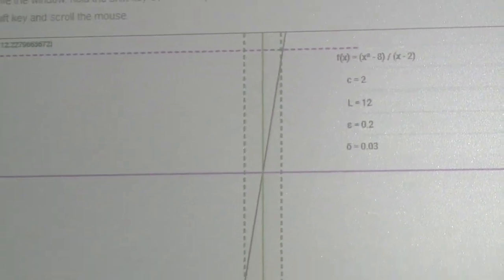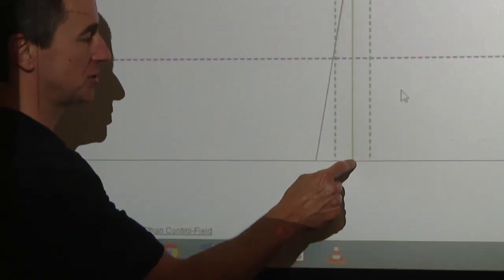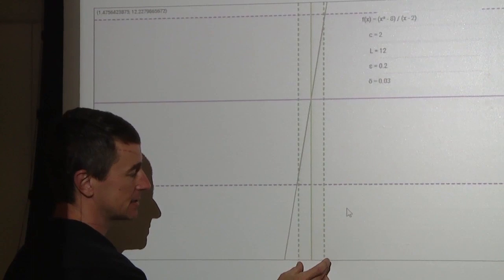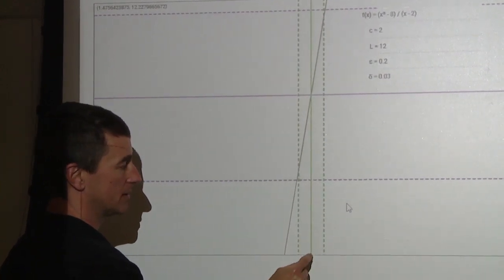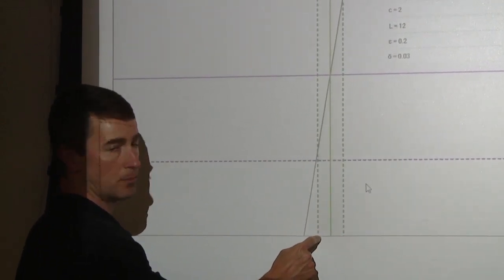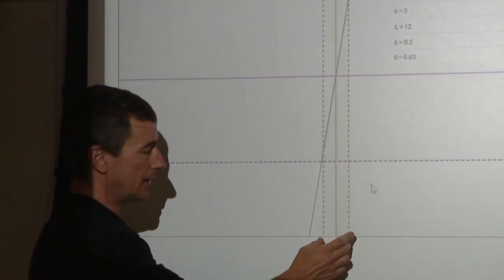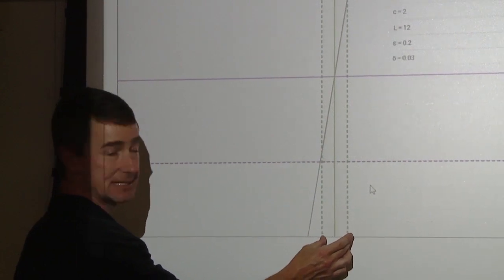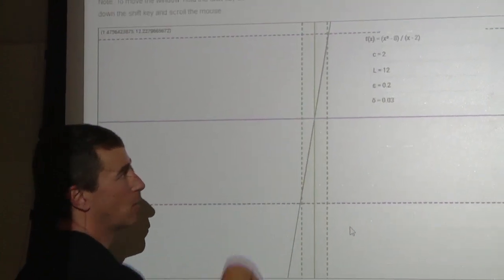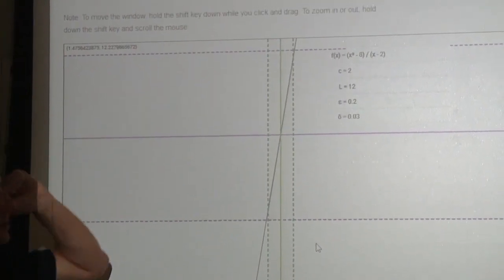And the reason for choosing delta is that it stands for difference. So if our c is 2, that means this is x equals 2 down here. And we've chosen a delta of 0.03. That means we're restricting x to go from where to where? If this is x equals 2, and delta is 0.03, from 1.97 up to 2.03. And what this is showing us is that if the x's stay between 1.97 and 2.03, then the y values stay where the person on the street is asking us to make them stay, namely between 11.8 and 12.2.